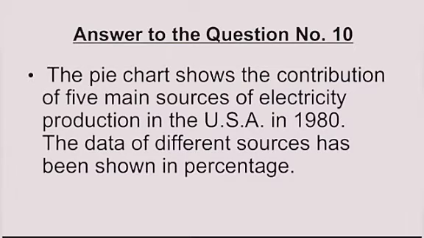And then comes our first part, the introductory part, where we are going to take the name of the subject and other information. As it was a pie chart, let us see what we have written over here. The pie chart shows the contribution of 5 main sources of electricity production in the USA. That means there were 5 sectors that contributed to the total electricity production of USA in 1980. The data of different sources has been shown in percentage. As you can remember, all the data were shown in percentage and the pie chart was presented accordingly.